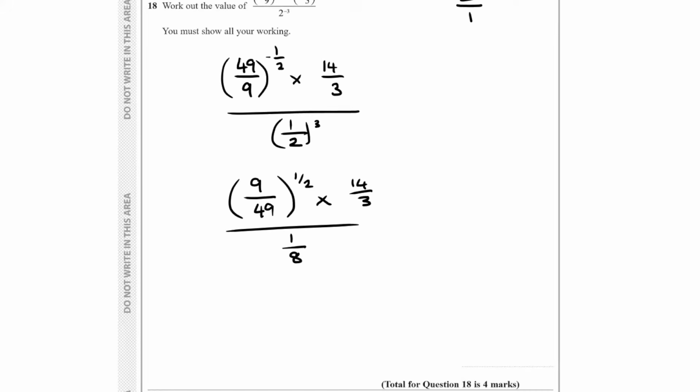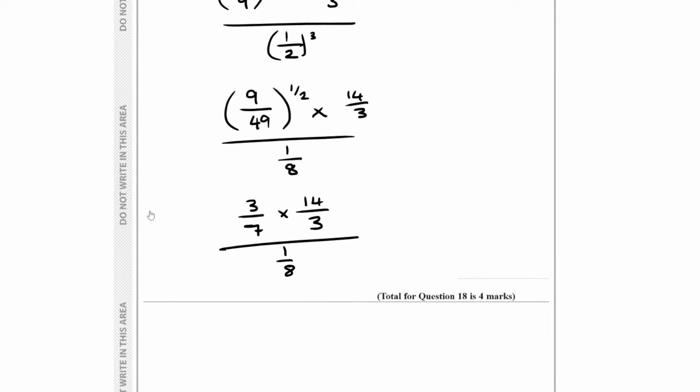Okay, the power of 1/2 we should know means square root. So if I square root 9 over 49, I get 3 over 7. That's why I said I like the numbers better, because I could see that I was going to square root. So 3 over 7 times 14 over 3, over 1 over 8. Hopefully we've got rid of all our powers.